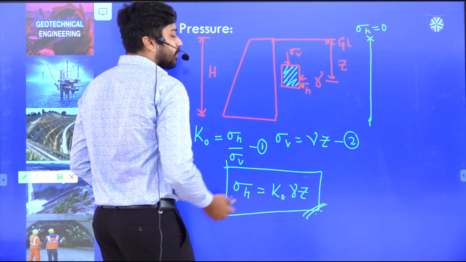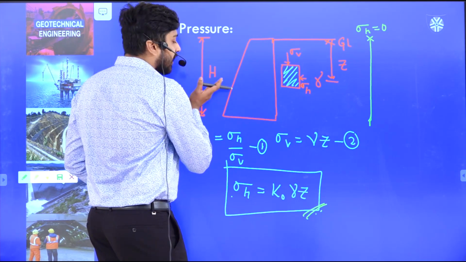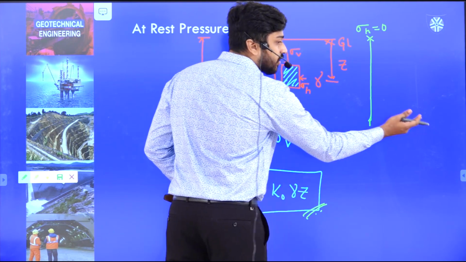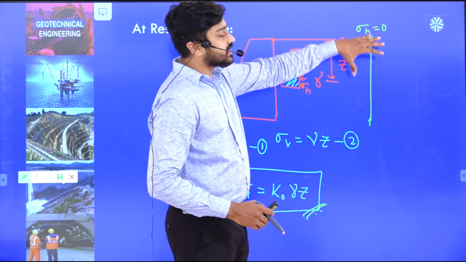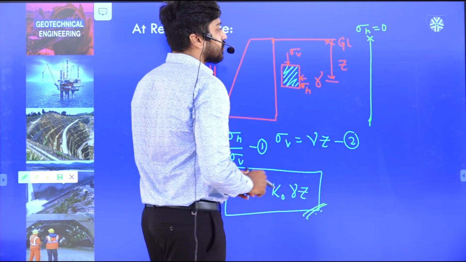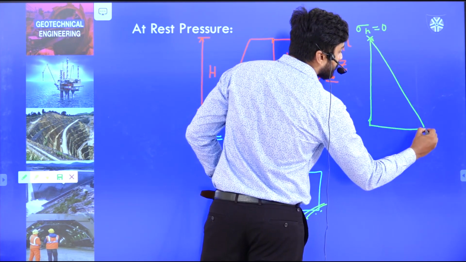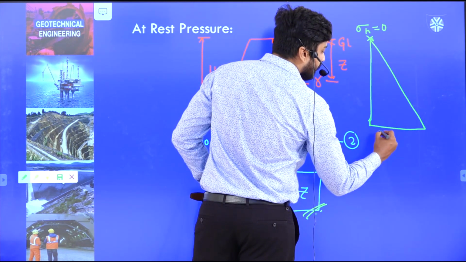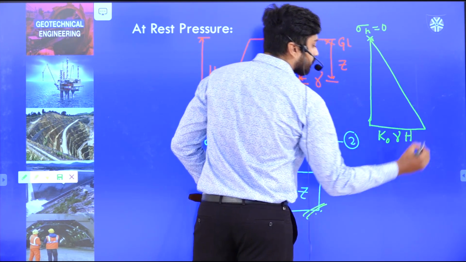At a particular depth z, or let us consider the bottom of the embankment at a height h, it will be k naught gamma h. That means it has increased to k naught gamma h. It is changing along the depth z, directly proportional to depth z. That is why it is a linear variation and the diagram will be somewhat in this manner. Here at the bottom this will be k naught gamma into h.